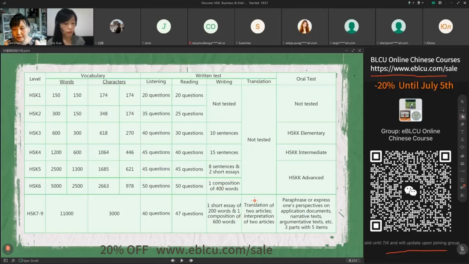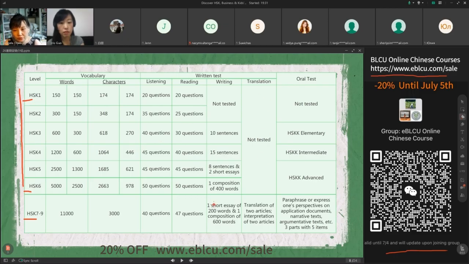All right, here is the requirement for the HSK test. You can see here go the levels. So HSK 1 is considered the beginner's level, and HSK 6 is considered the highest level of HSK 2.0. And HSK 7 to 9, that is the new level we added. Okay, so the requirements of vocabulary and Chinese characters are already listed here. You can take a picture if you want.